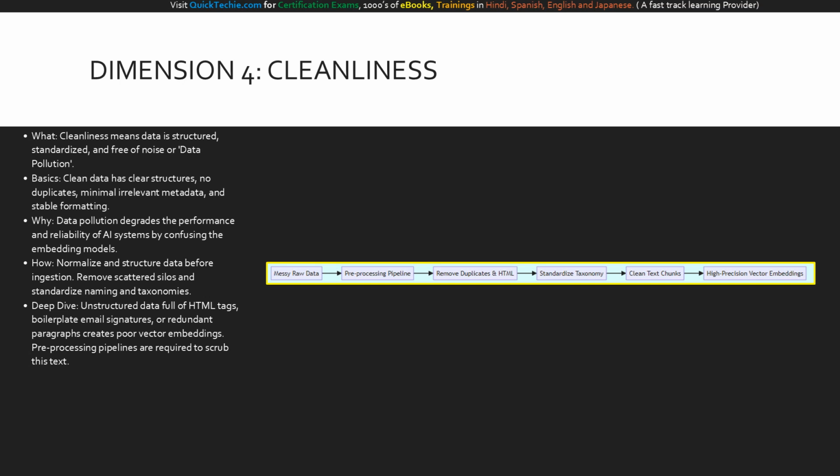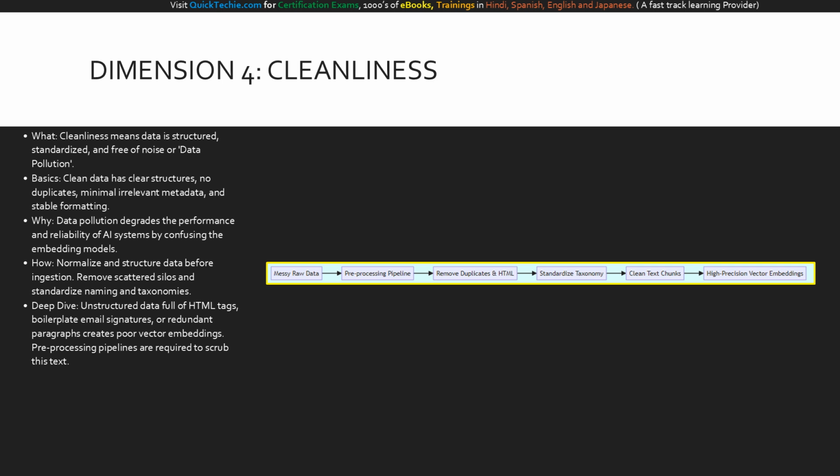Dimension number 4 is cleanliness. When we talk about cleanliness, we mean that the data is well-structured, standardized, and entirely free of noise, what we call data pollution. The basics of clean data include clear document structures, absolute elimination of duplicates, and stable, predictable formatting.